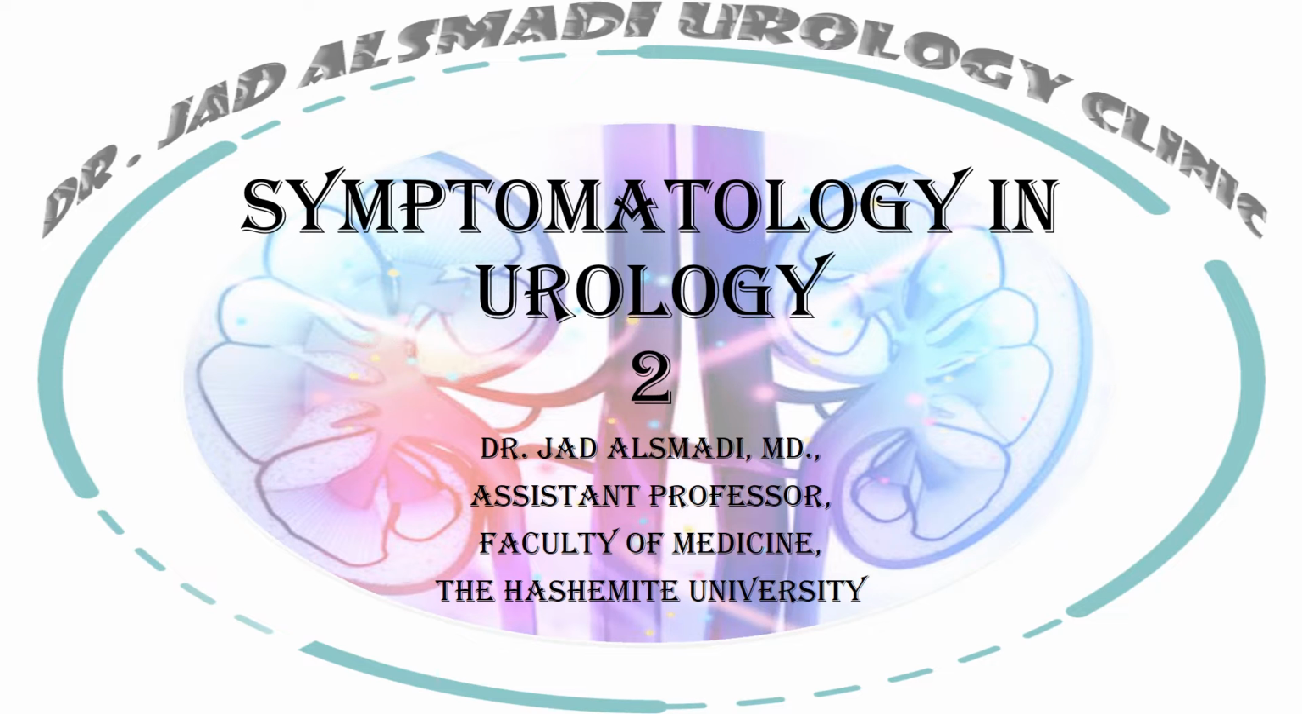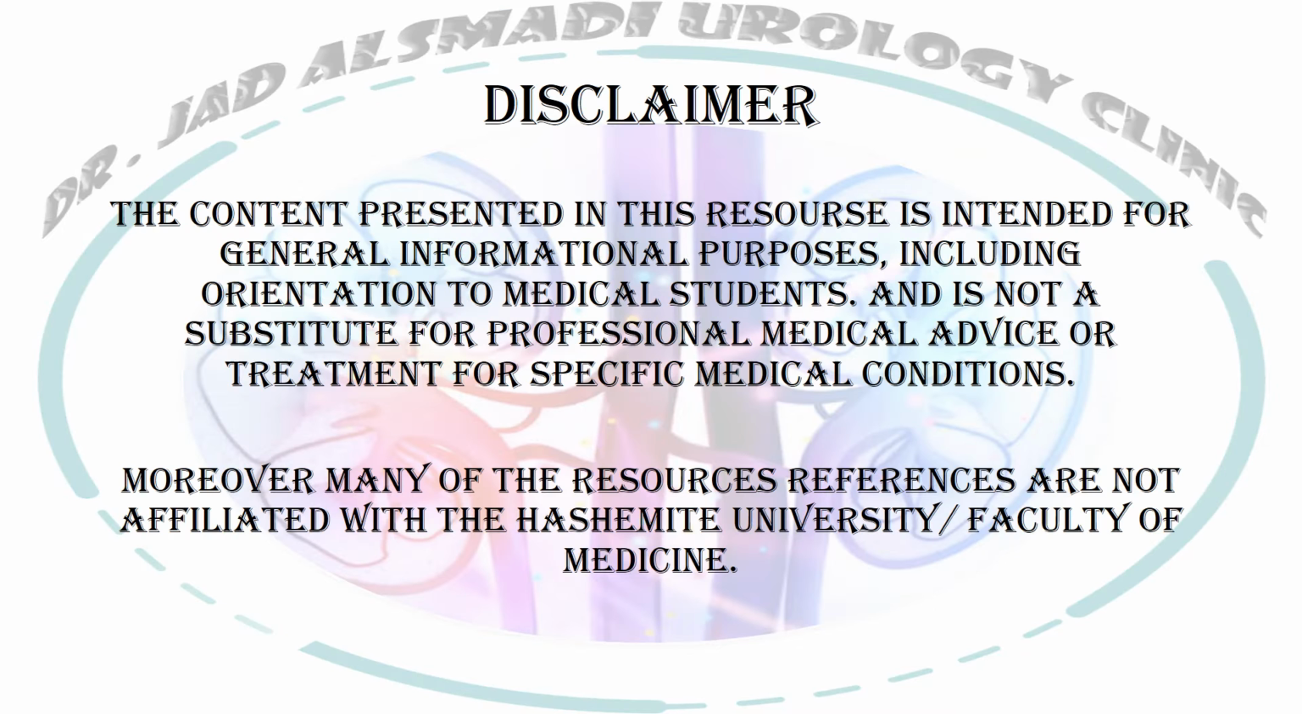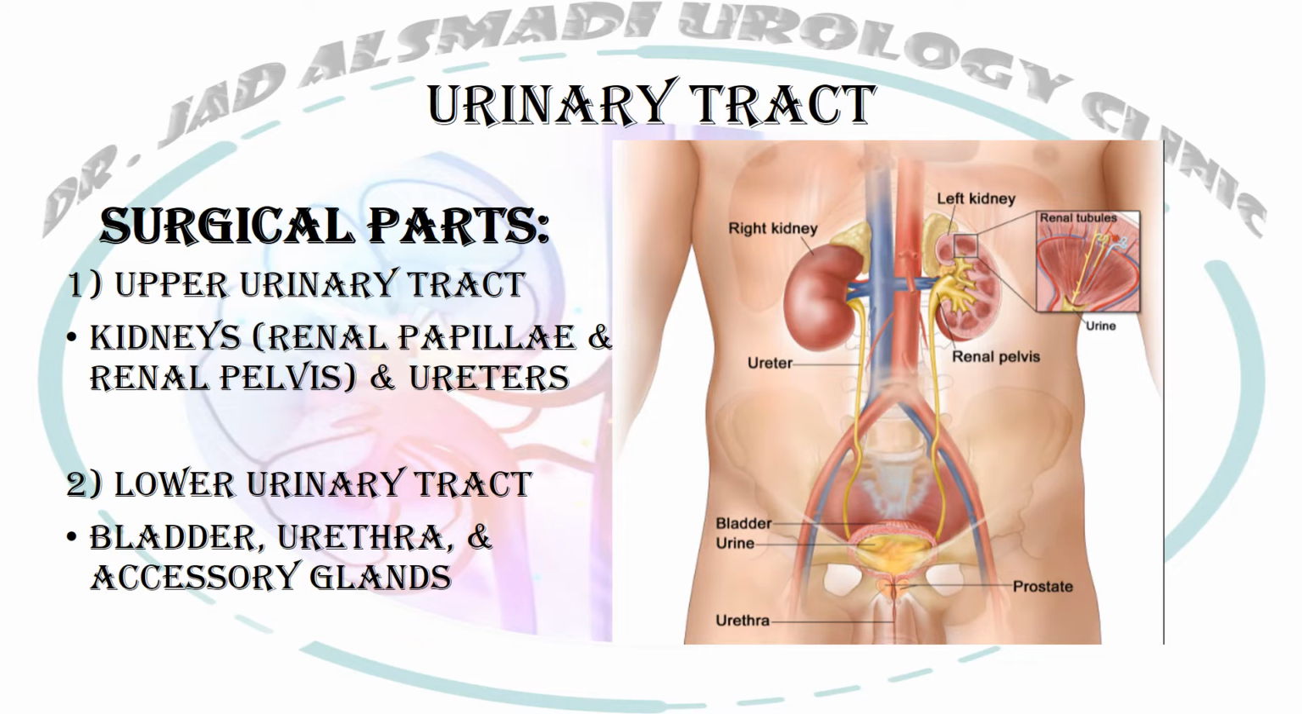We will continue our talk about the anatomy pertinent to urology or to symptomatology in urology. In this part, we will cover the urinary bladder. Now, as we have said, the urinary tract is divided into the upper urinary tract, composed of kidneys and ureters. The lower urinary tract is composed of urinary bladder and the urethra.